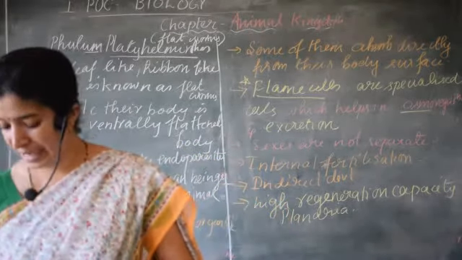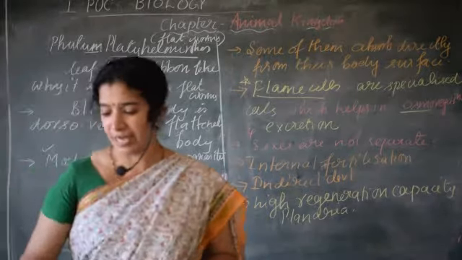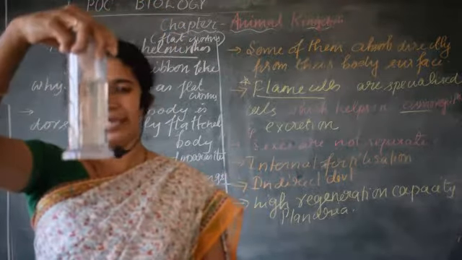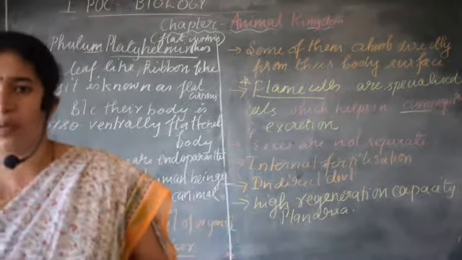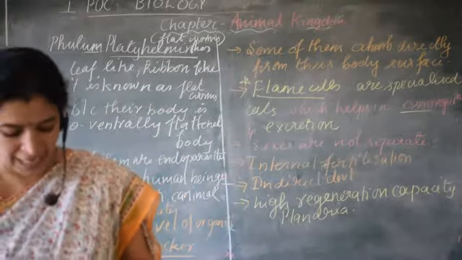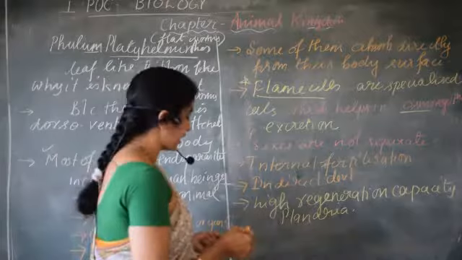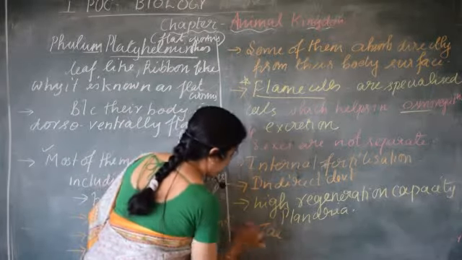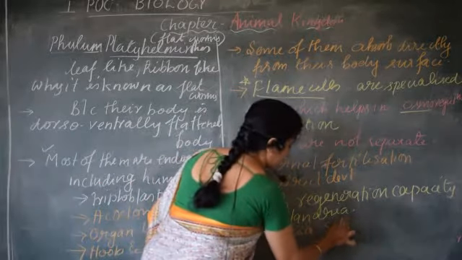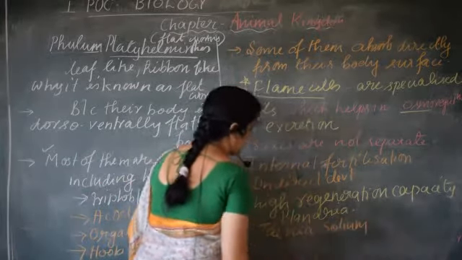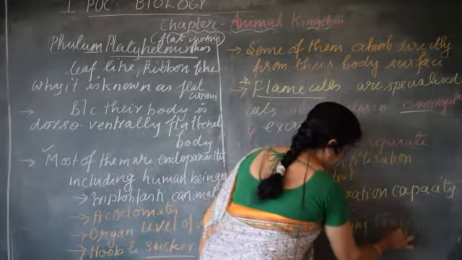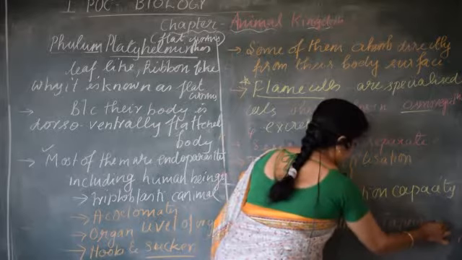Now let us understand the examples. One example I already showed you. The two examples are Taenia and the liver fluke. Taenia means tapeworm. The liver fluke is Fasciola hepatica. Taenia solium is the complete name, with the genus and species name, and its common name is tapeworm.